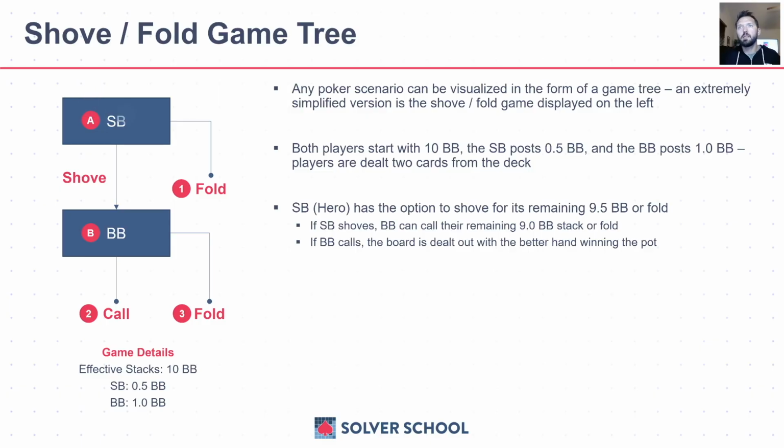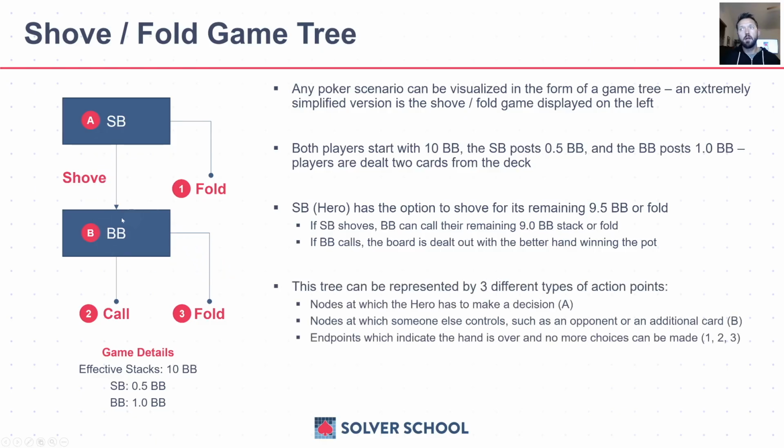And the small blind here has the option to shove for its entire 10 big blind stack. So the remaining 9.5 big blinds after it's already posted the half a blind. If the small blind shoves, the big blind can call the remaining 9 big blind stack, or the big blind can fold. So the small blind here has the option to shove for 9.5 big blinds or fold. And if the small blind shoves, the big blind here can either call or fold. And then the board is dealt out if the big blind calls, and the better hand ultimately wins the pot.